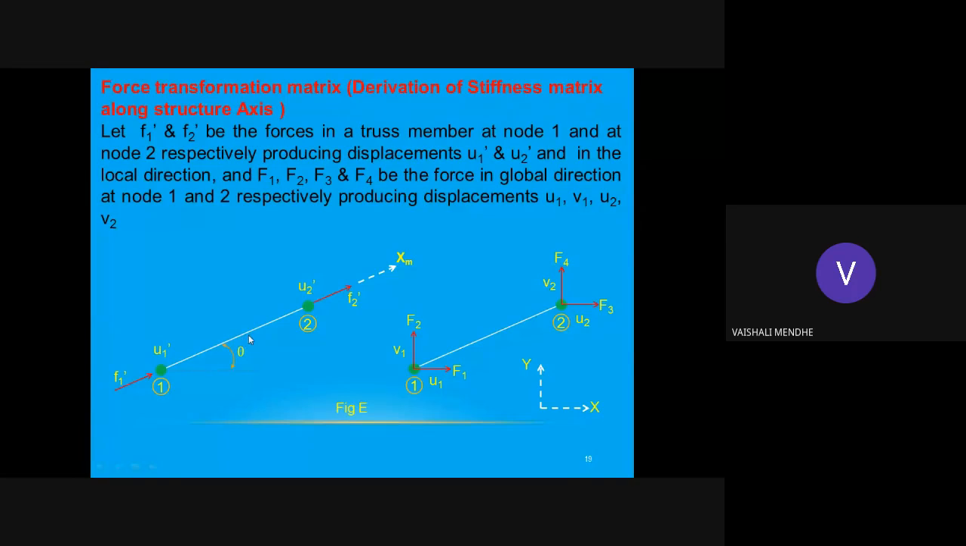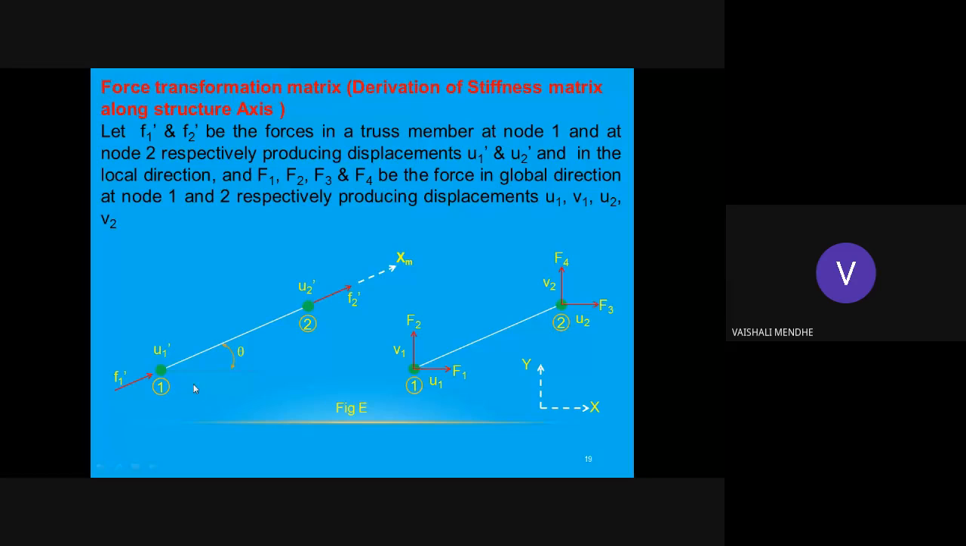The same member 1, node 1, node 2. First figure. This is figure E. So here you can see this figure, where U1 dash, U2 dash are shown at the nodes. There will be the displacement at node 1, at node 2 along that local direction. So let F1 dash and F2 dash, again the force in the local direction is denoted with small letters, be the forces in a truss member at node 1, at node 2 respectively, producing displacements U1 dash and U2 dash.